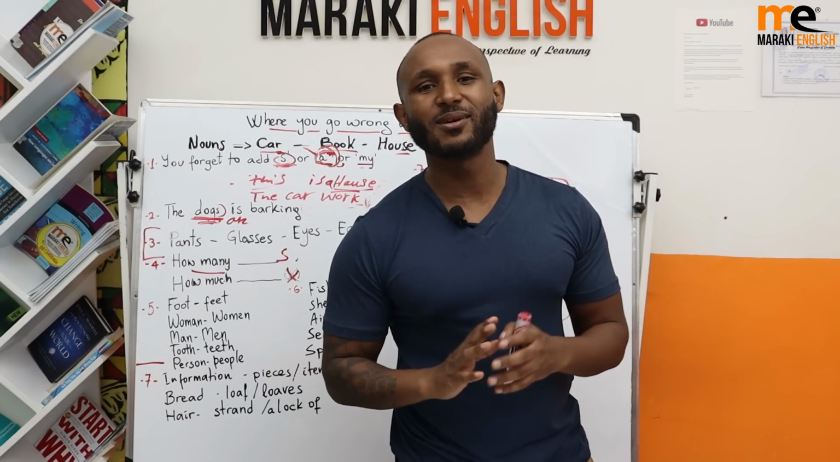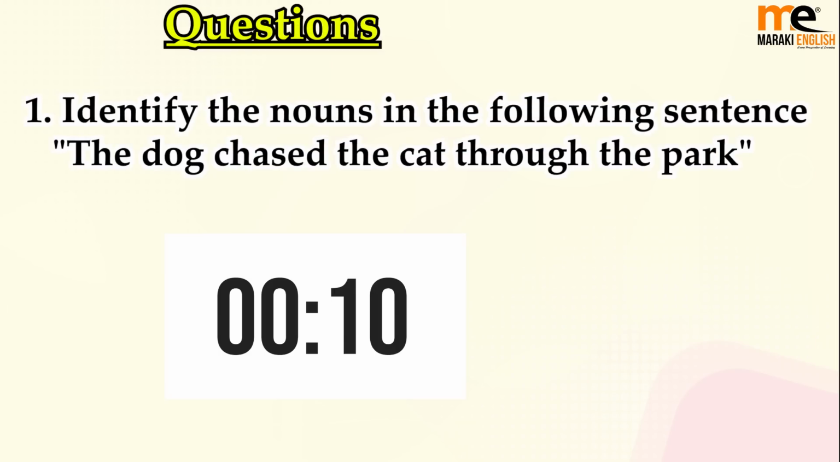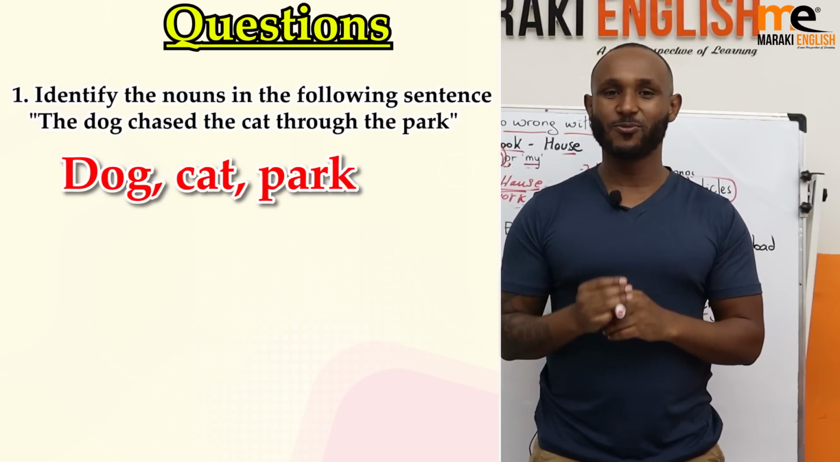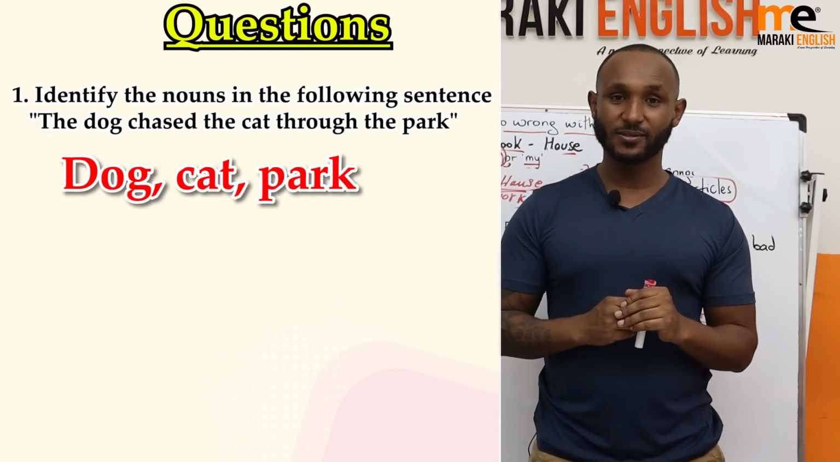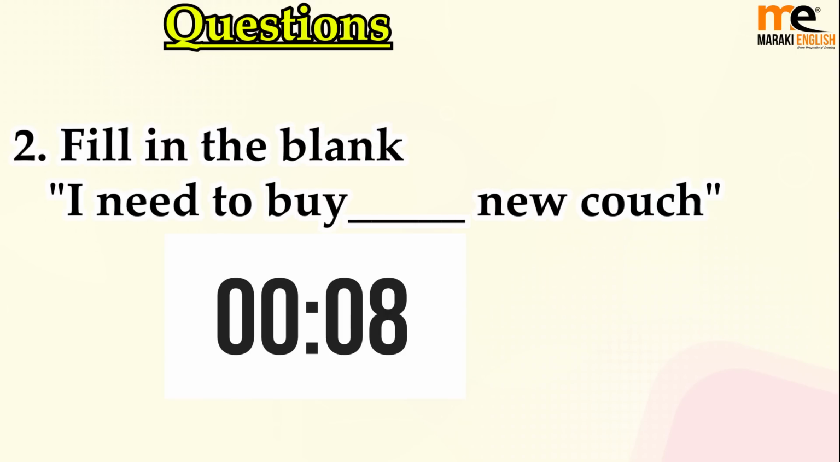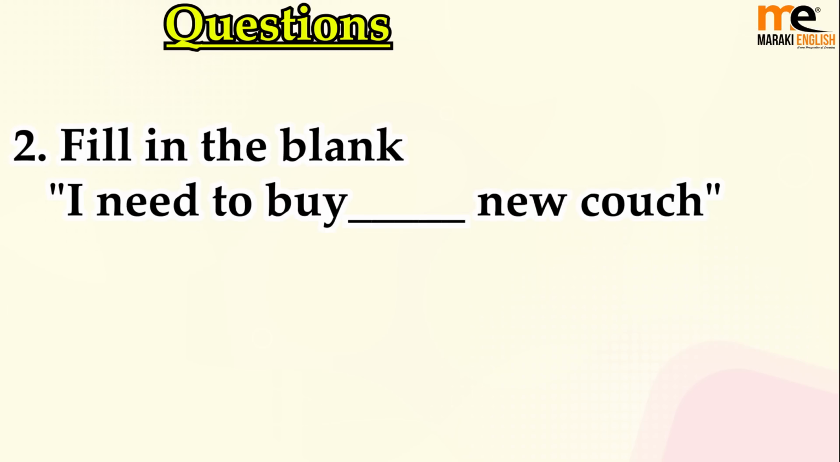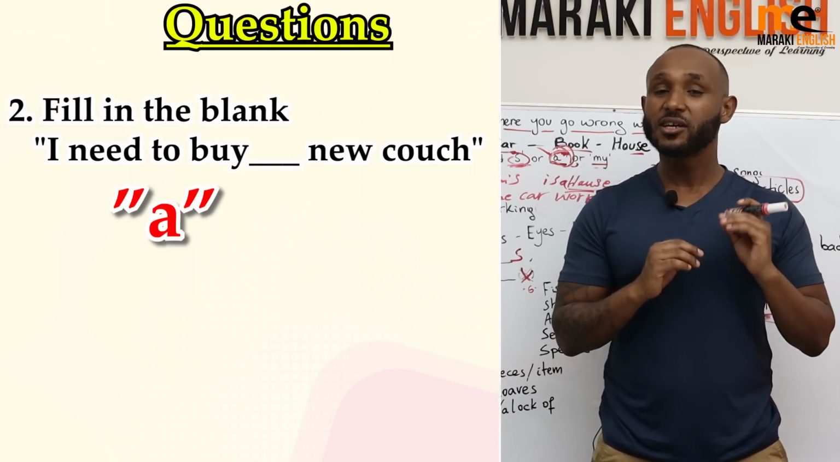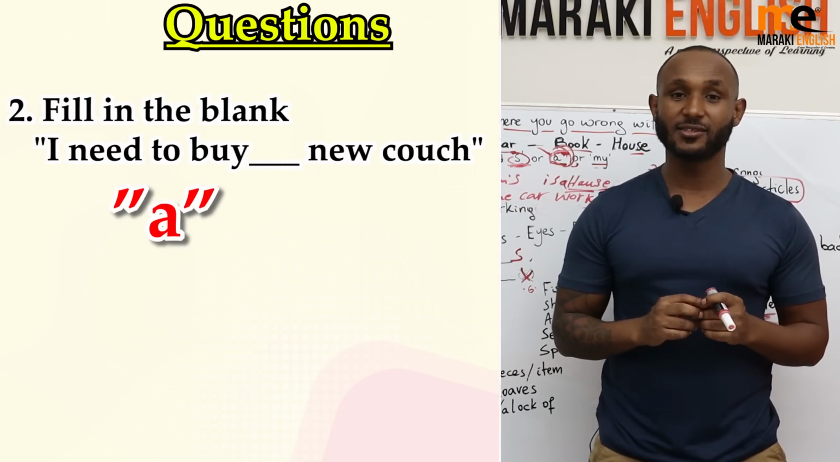If you understand, now let's jump to our exercise. First question, if you answer dog, cat, and park, you got the right answer because these are all names. For question number 2, A is the answer because we don't count furniture, but a couch is countable, so A is the right answer.